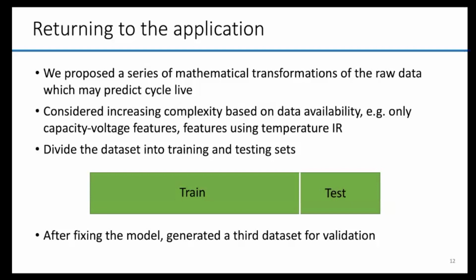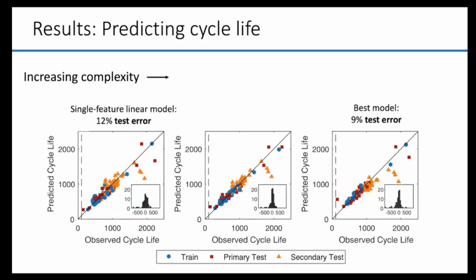So here are some of the results. From left to right, the models are of increasing complexity, where again, I ranked them based on the amount of data you need to apply them. The leftmost plot is the single feature only model. That's leveraging only the variance of the change of the capacity as a function of voltage curve that I showed previously. And we see using only that measure, we're actually able to perform rather well.